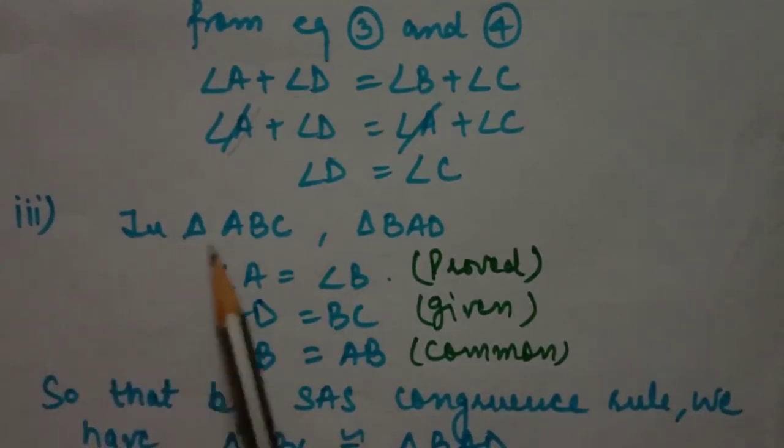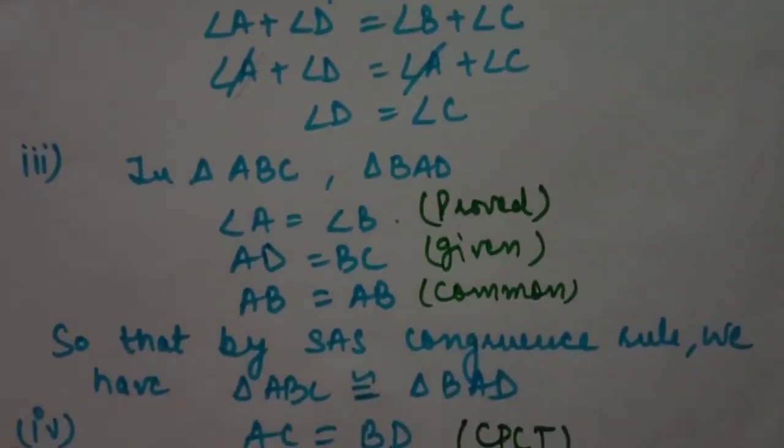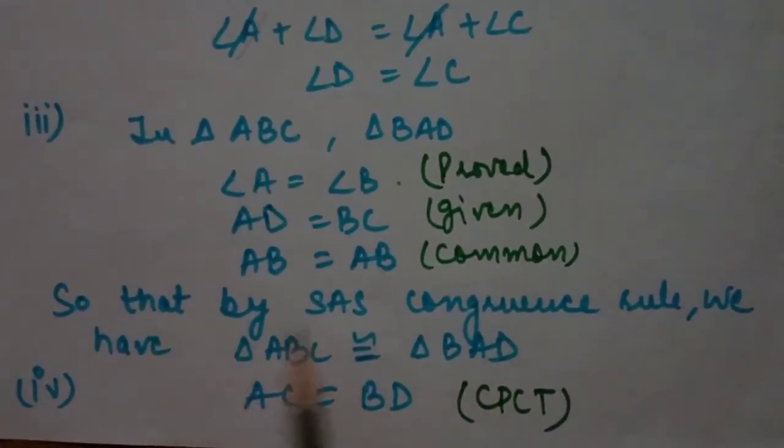In the third part, in triangles ABC and BAD, we have to prove them congruent. We need three elements. Angle A is equal to angle B, proved above. AD is equal to BC, given. AB is equal to AB, common. So students, by the SAS congruence rule, both the triangles are congruent, and because these two triangles are congruent, AC is equal to BD by CPCT, because these two are the corresponding parts of these two triangles. So the fourth part is already proved now. This is your 12th question from exercise 8.1.